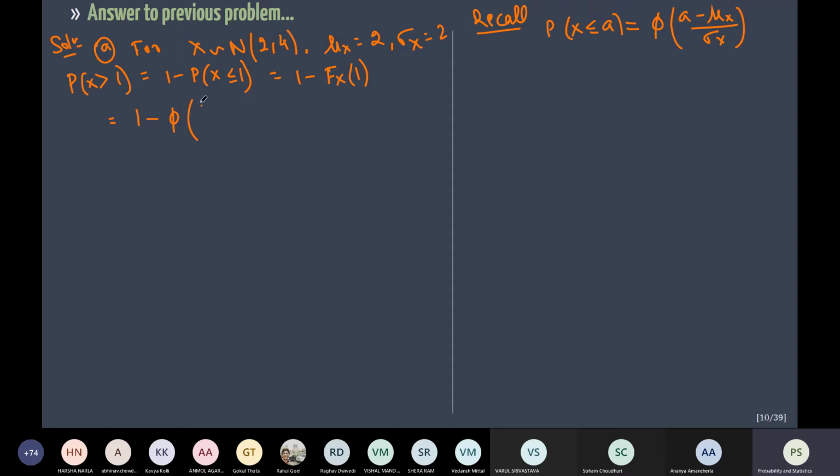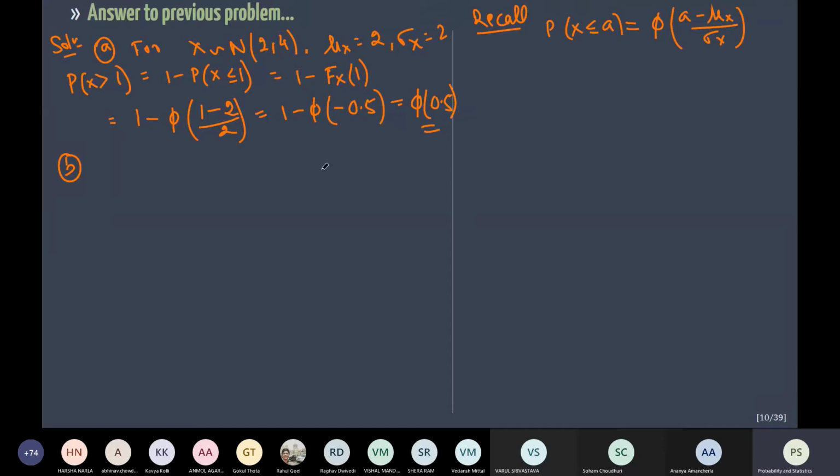So if we do that, this is 1 minus phi of (1 minus 2) by 2, which is 1 minus phi of minus half, so minus 0.5. And this can be written as 1 minus of 1 minus phi of positive 0.5. So overall, this is phi of 0.5. We can leave it here, or if the table is given to you, you can look it up. Phi tables are usually given in exams also, or you can leave this here in the exam.